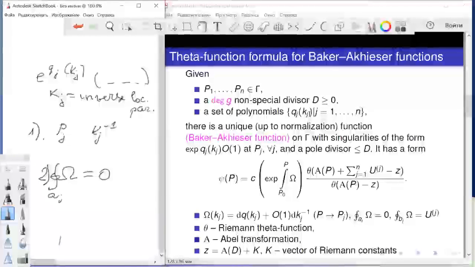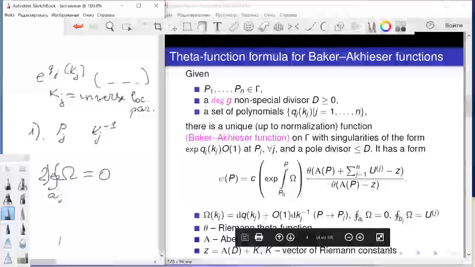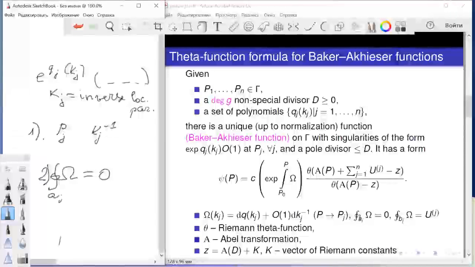Yeah, and there is a unique meromorphic differential given by main part and principal parts dq of kg, and the condition of normalization that a periods of omega is equal to 0.